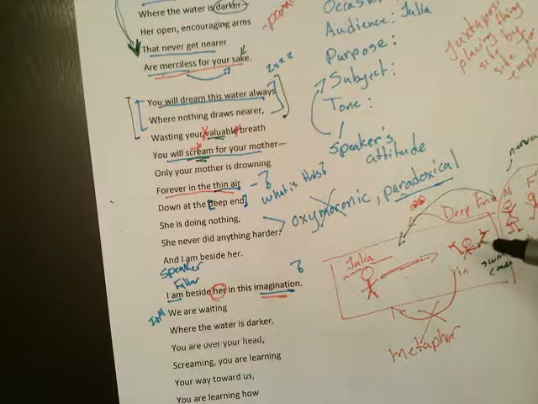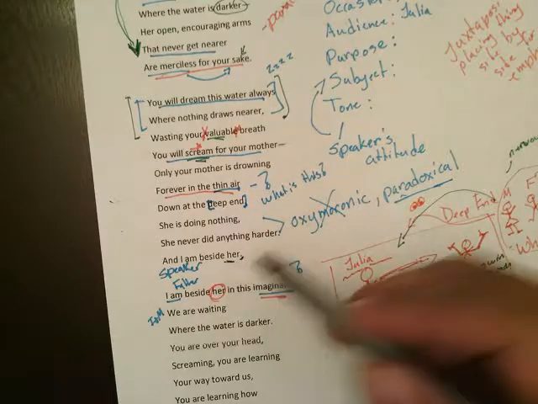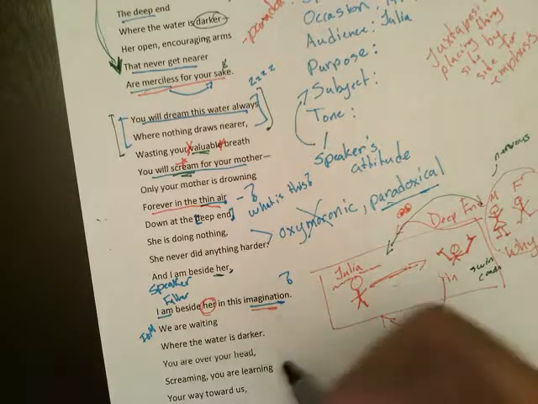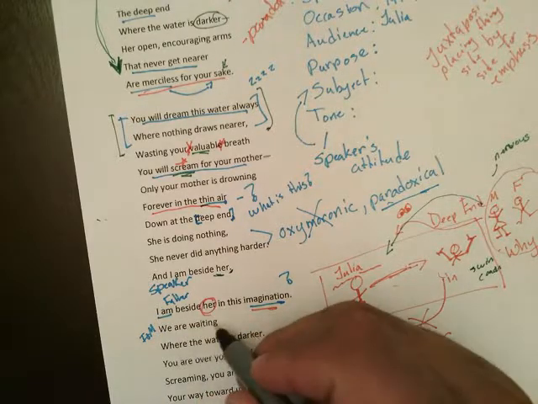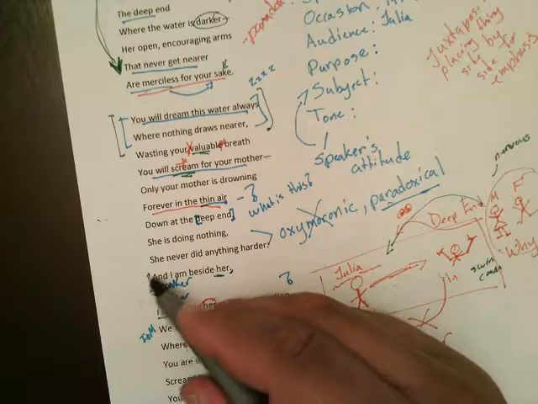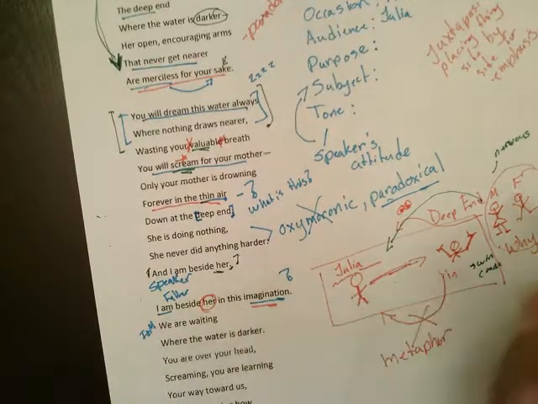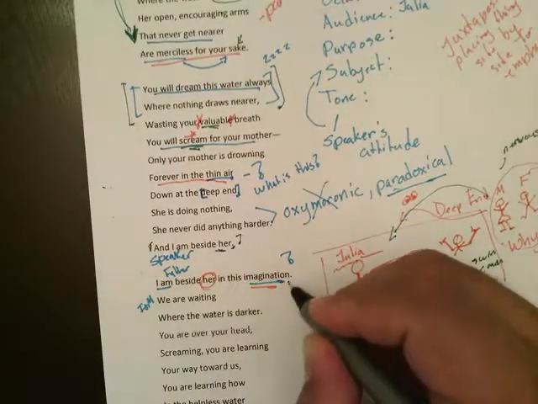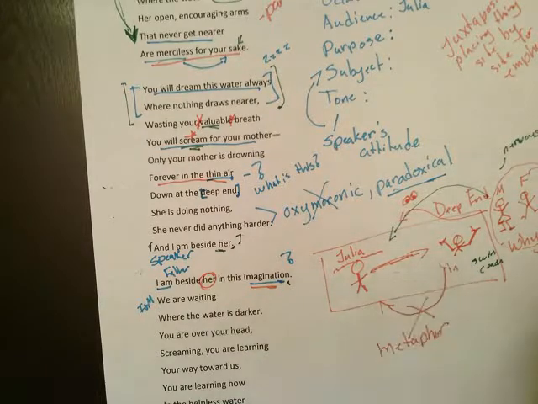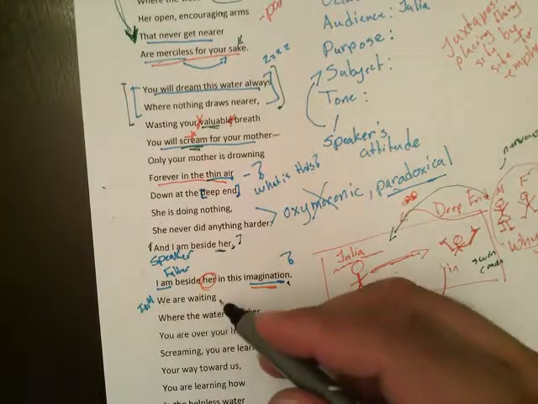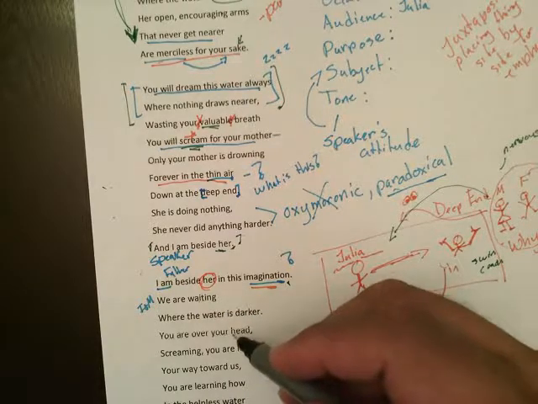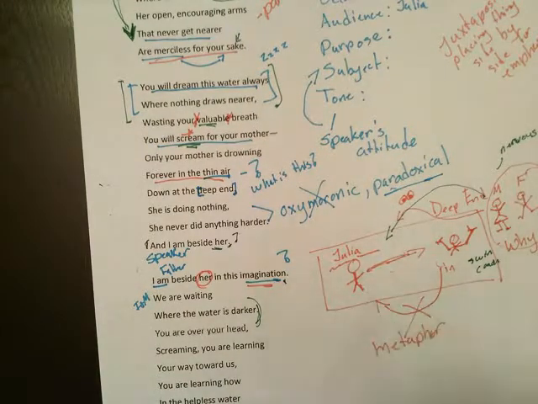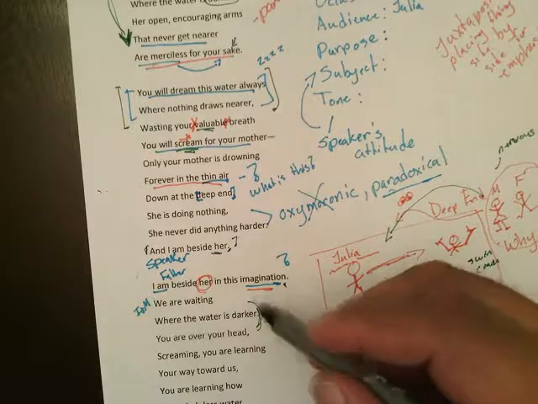because she knows that this is best for her. And I am beside her, the father. I am beside her. He's just making a comment. They're both here. And he repeats this again. I am beside her. As if he can't believe it, right? Like a statement of the incredible. I am beside her in this imagination. Okay, so this phantasm, this imaginary scenario. We are waiting where the water is darker. You are over your head screaming. So they're imagining, and this is why Mom's probably so freaked out, that the daughter's going to drown. So in this imagination, she's watching.